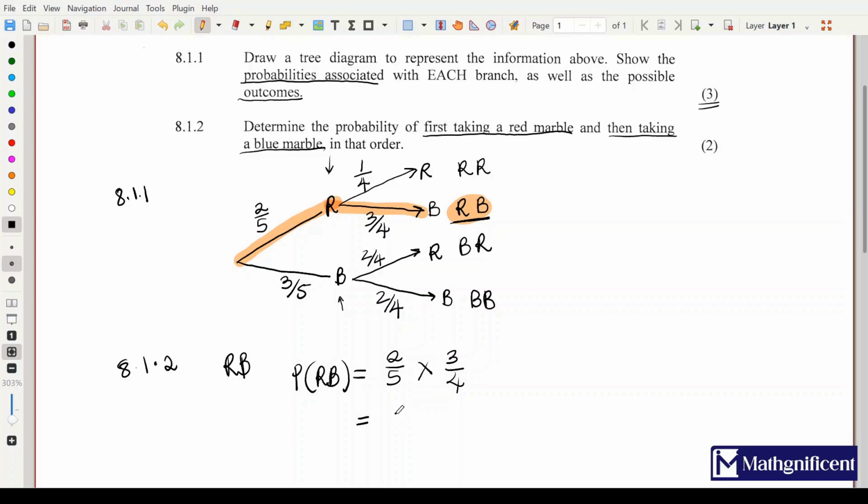When we simplify 6 over 20, this gives us 3 over 10. Remember, since this is probability, we can just leave our answer as a fraction, as long as it's simplified, then everything is going to be okay. So this is how we answer questions that are based on the tree diagram.